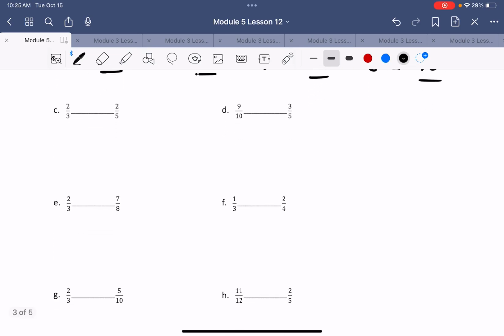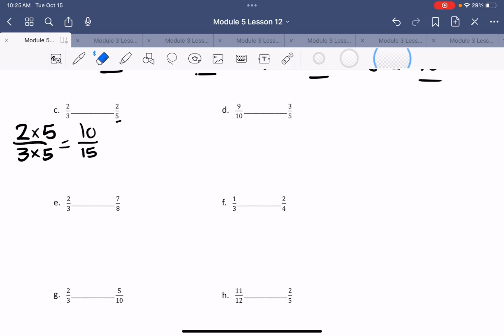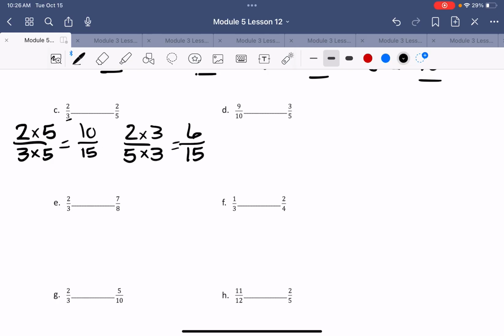Let's look at C. We have 2/3 times it by the opposite denominator, which is 5, and we get 10/15. We do the same to our other fraction. We have 2/5 times it by the opposite denominator, which is 3, and we get 6/15. Is 10/15 or 6/15 greater? 10/15, so we know 2/3 is greater.